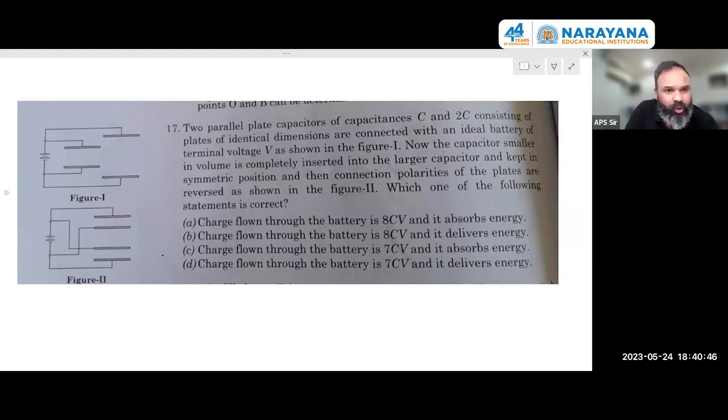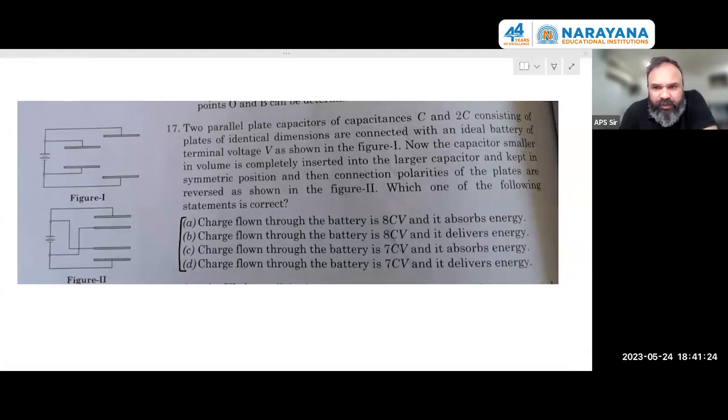Here they have given you two capacitors, C and 2C, consisting of plates of identical dimensions. This is the initial state. And what he is doing is bringing the plates of this capacitor inside this system, and flipping the polarity also. His question is, while I'm doing this, what will my battery do? What amount of charge will be supplied by the battery, along with the work? Will the battery do positive work on the system or not? That is the question.